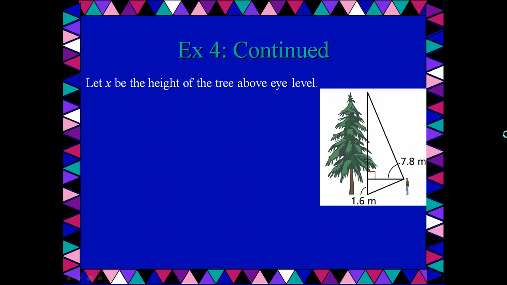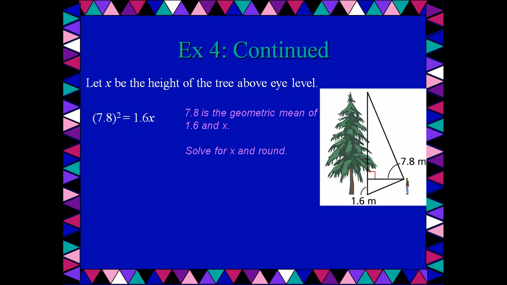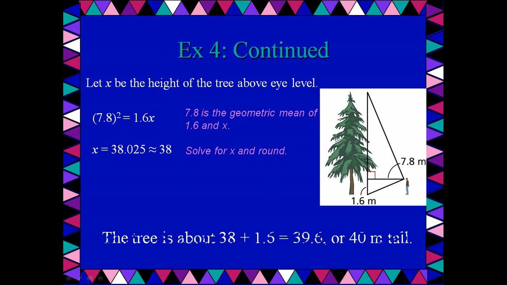Well, let's let x be the height of the tree above the eye level. So we're talking about this piece of the hypotenuse. 7.8 is the geometric mean of 1.6 and x. So 7.8 squared equals 1.6 times x. We're going to solve for x and round. And x equals 38.025, which is about 38. The tree is about 38 plus 1.6, which would be 39.6, or about 40 meters tall.